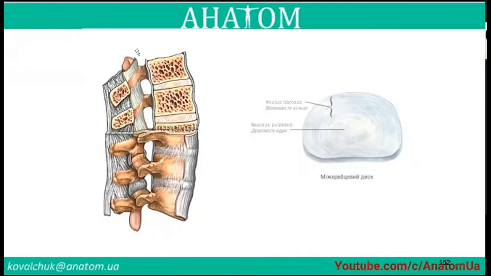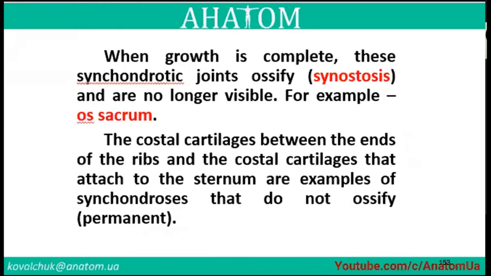the surfaces of the bodies of the vertebrae have a form connecting one surface with fossas, the other with the external surface, and for good movement the intervertebral disc stays. When growth is complete, these chondrotic joints ossify into synostosis, which will stay and are no longer visible.